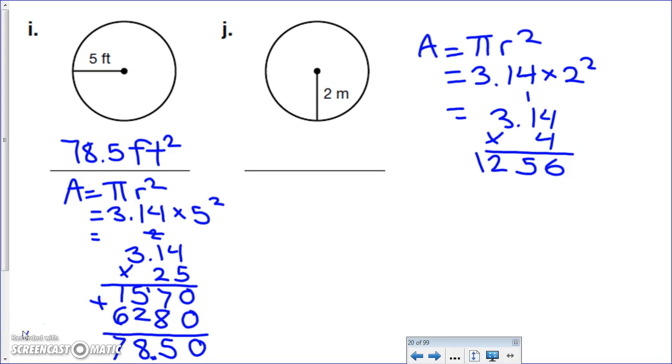Then we're going to put our decimal in. 2 decimal places in the factors. We need 2 in the answer. So it goes between the 2 and the 5. Which gives us 12.56 meters squared for our answer.